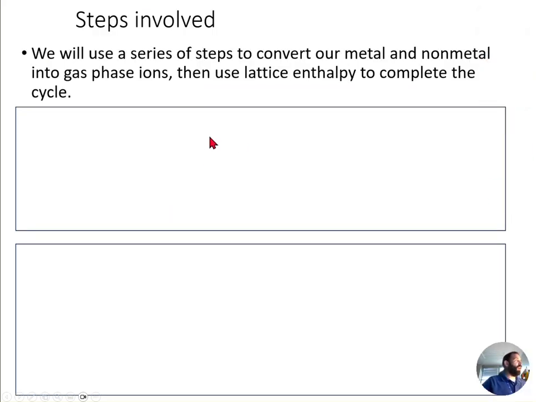So the steps involved, we're going to basically undergo those processes to turn our solid metal and our nonmetal into gas phase ions. We then connect the gas phase ions to the compound itself to get the lattice enthalpy. I expect none of that to make any sense, but it's not a big deal. It will eventually.